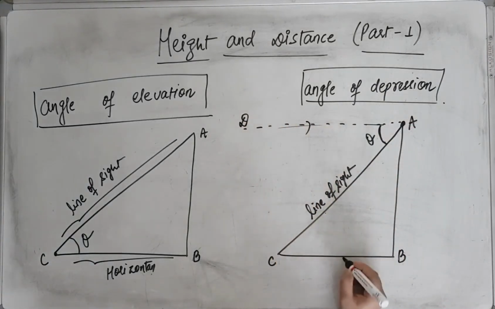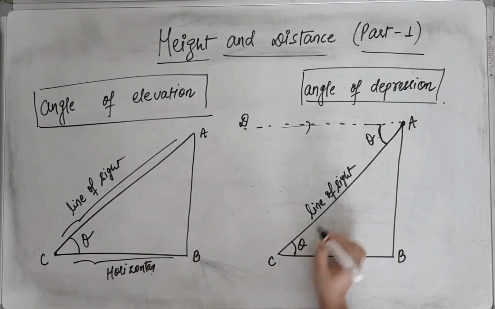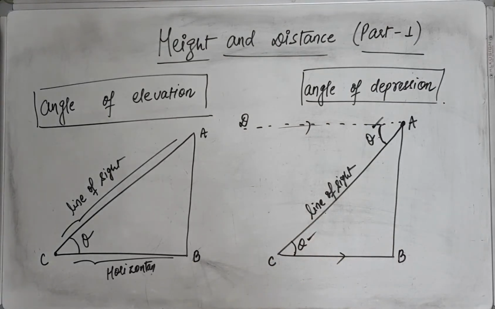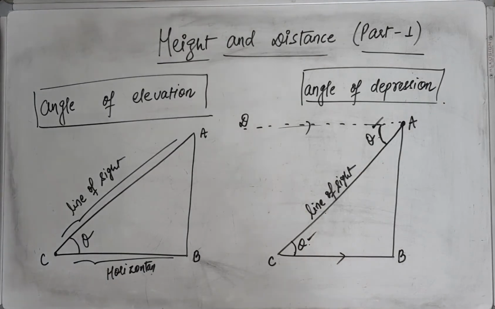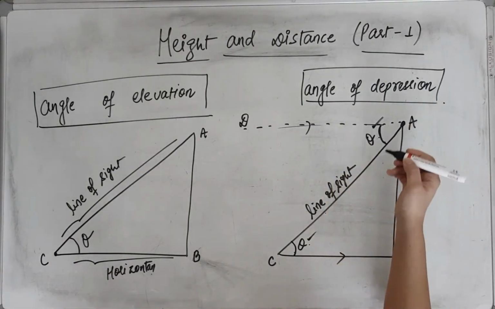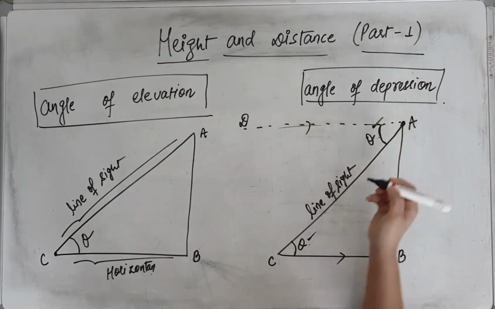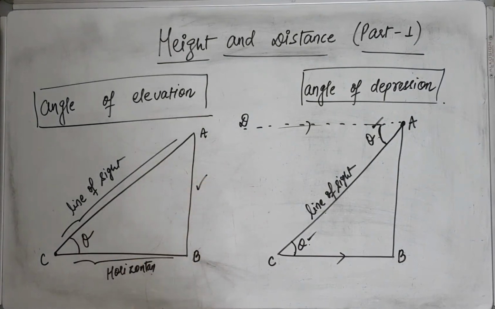AD line will be parallel to BC. So this angle becomes equal to this. So this angle of elevation will be equal to what? Angle of depression. In calculations we consider this angle. This is only to draw a diagram and to explain that in the question angle of depression was given, therefore we have drawn the diagram like this. And if angle of elevation is given in the question, we draw a diagram like this.